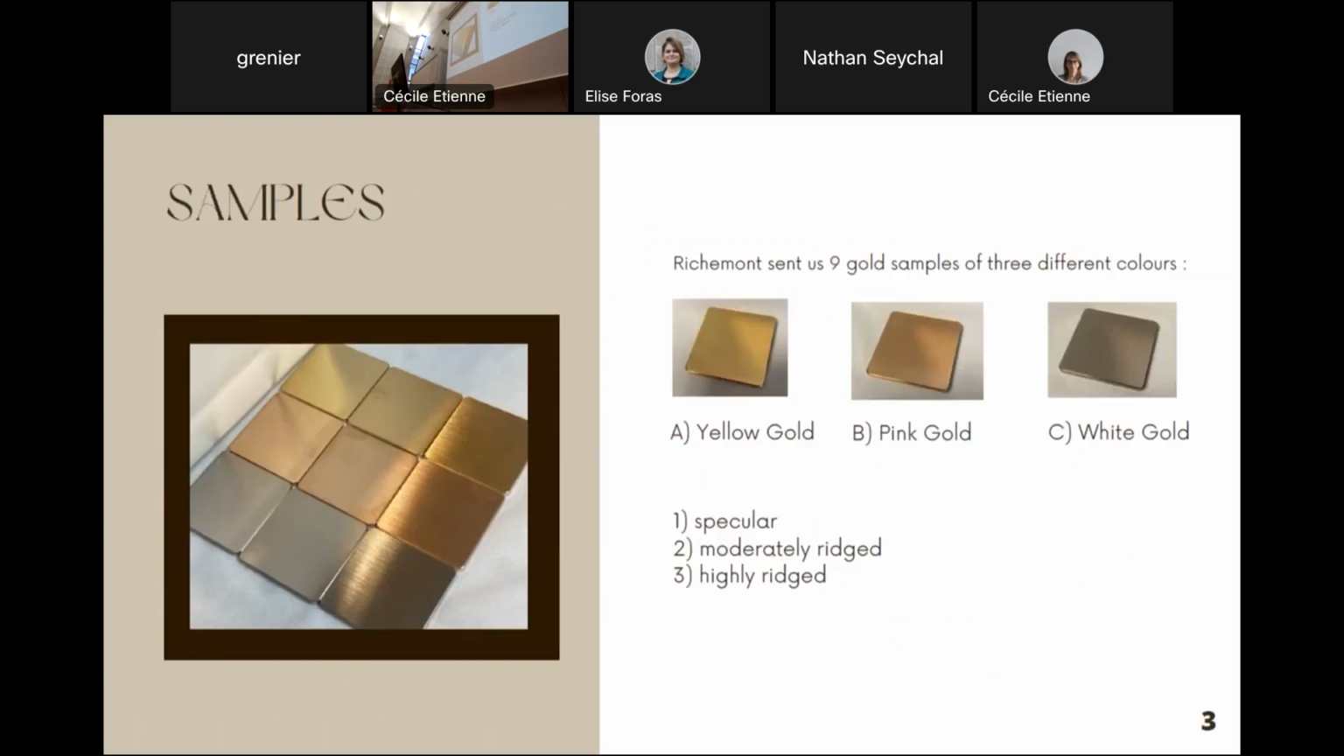So we received from Richemont 9 samples of gold plates, solid gold plates, which were organized by types of gold and roughness. Thus, we had to analyze 3 samples of yellow gold, 3 samples of pink gold, and 3 samples of white gold, among which each time one was specular, one was moderately enriched, and one was highly enriched.